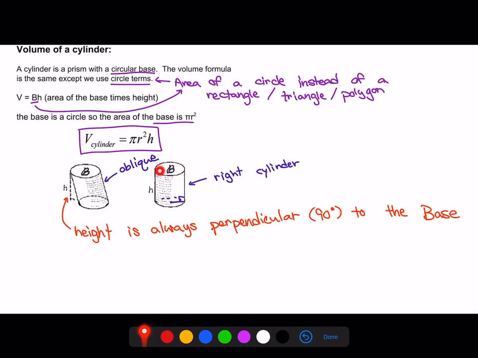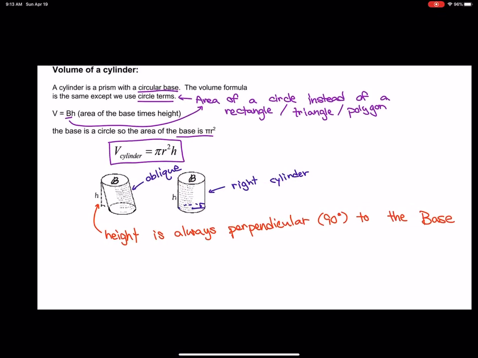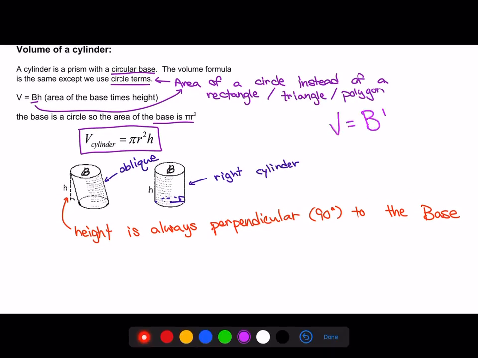So nothing else changes. It's still volume is equal to big B times H, but in this case, big B is the area of a circle, which is equal to pi r squared. So I'm just taking pi r squared, plugging it in for B. Now, again, we notice that we have two different cylinders here, an oblique cylinder and a right cylinder. Now, if these have the same height and the same area of the base, they'll have the same volume no matter what. Even if one's slanted off to the side, as long as it has the same height and the same area of the base, they'll always have the same volume.